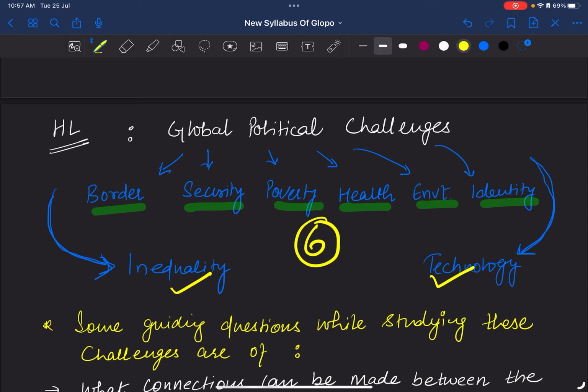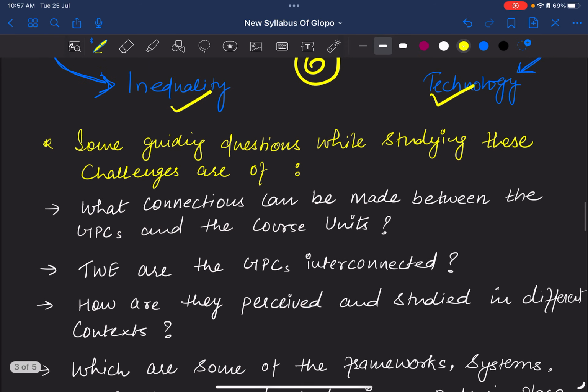So there is this minor difference. In some of the notifications, IB is publishing these 6 global political challenges, and in one where it is sending just to a few schools, it is sending these 2 additional global political challenges, inequality and technology. Nevertheless, this is also easy, and this is what we have been covering also, so it's not going to be a big change here.